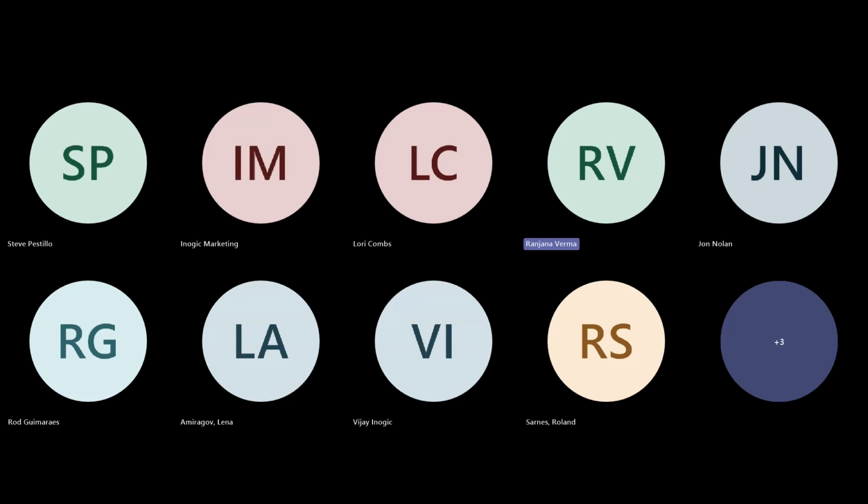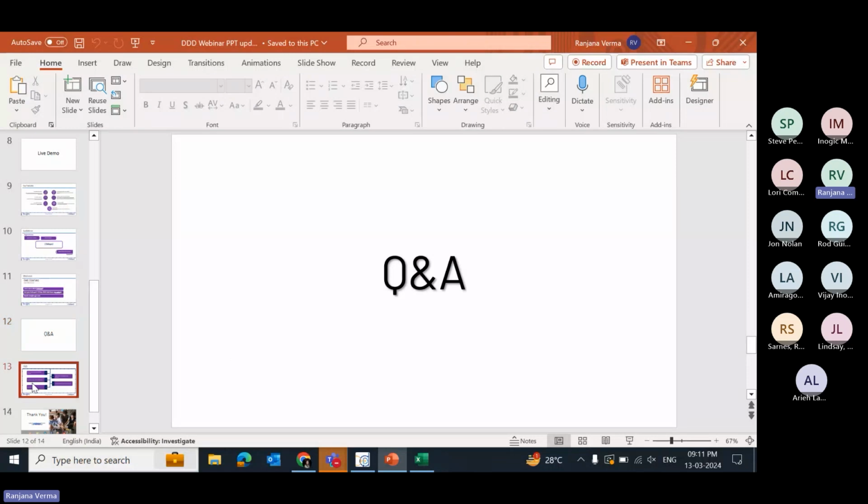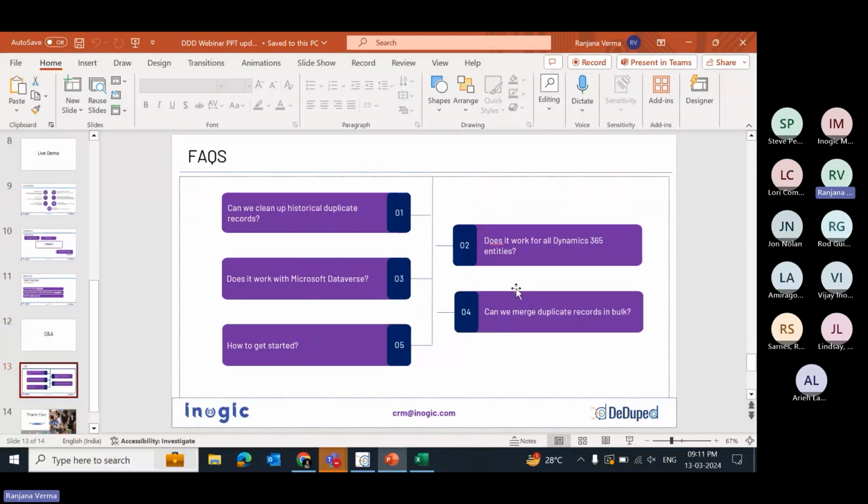I think we are at the end of our session. Just a few frequently asked questions that I would give you an idea on. Can we clear up the historical duplicate records? Yes, via the app that we have provided. Can we merge the duplicates? Yes, you can do it through the UI or through the app. It is up to you. Does it work on Dataverse? Yes, it does work. Which entities do we support? We support both out-of-box as well as custom entities.